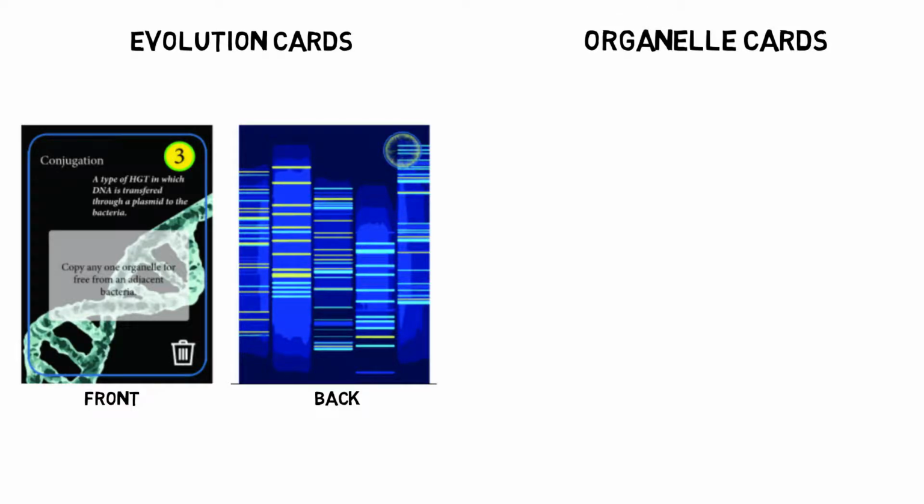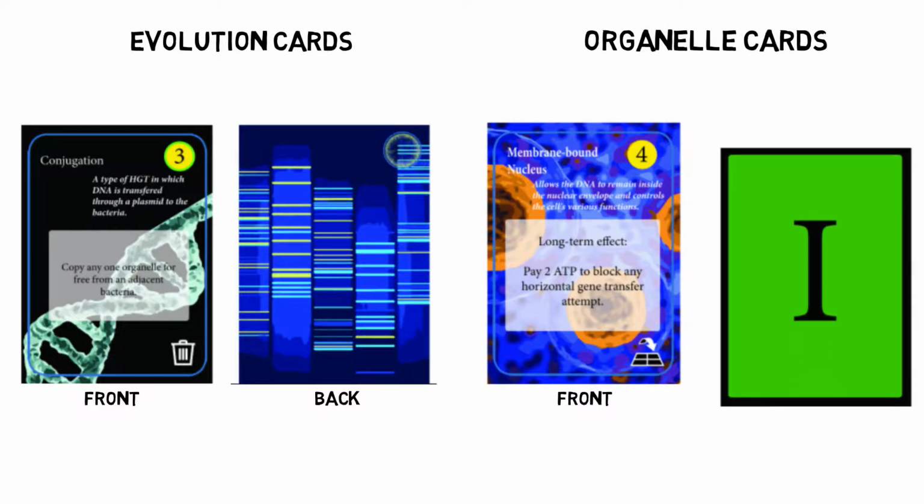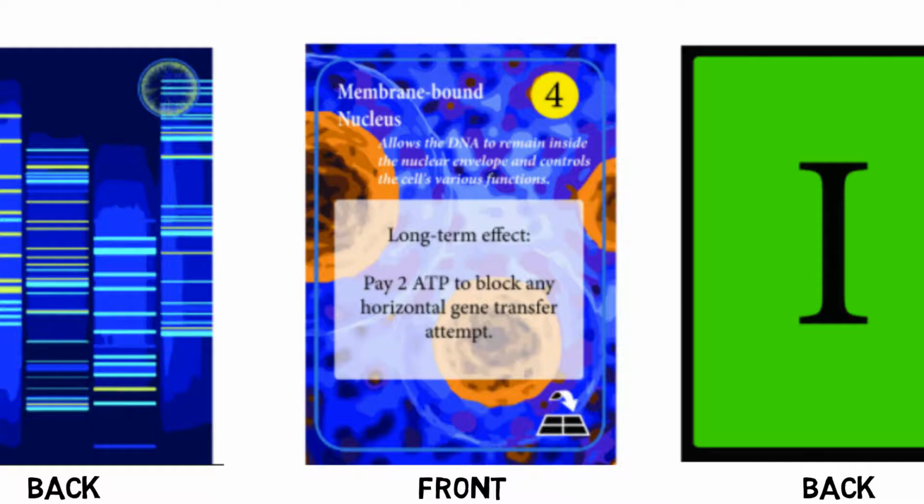Organelle cards can be used to equip special abilities to one of the player's bacterial species. They are placed on the designated area on the player board when equipped. The effect of playing a card is described inside the box. The ATP cost is shown on the top right, and where the card must be placed when played is shown on the bottom right.